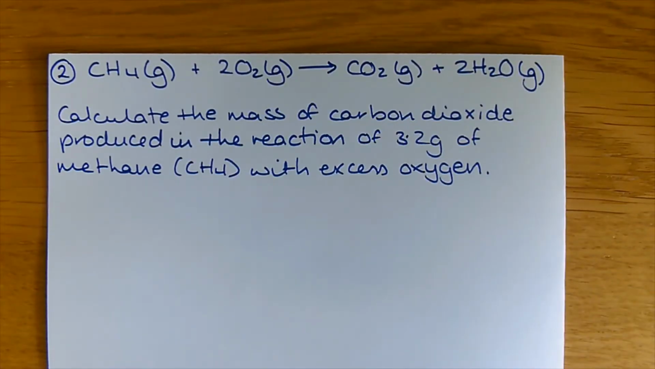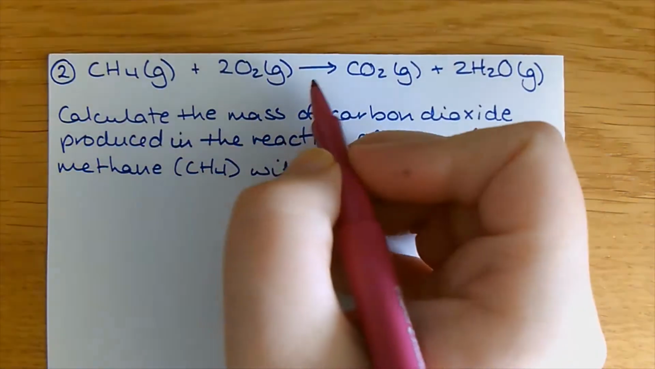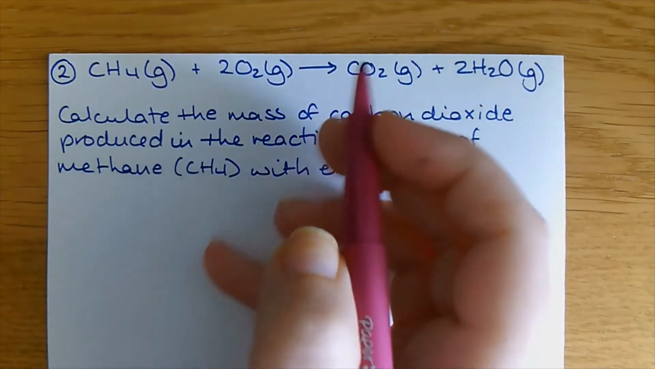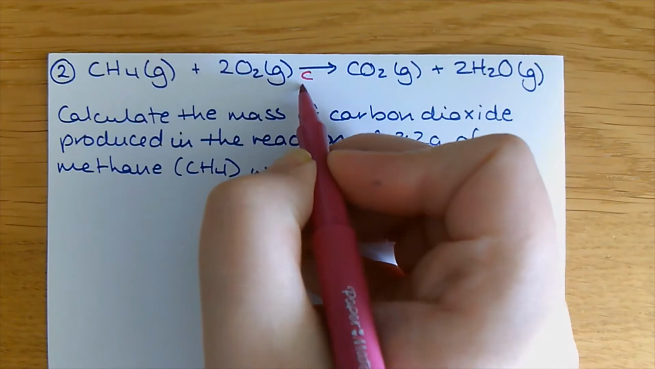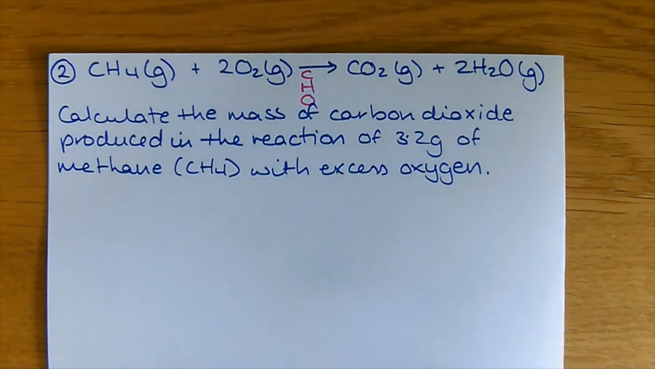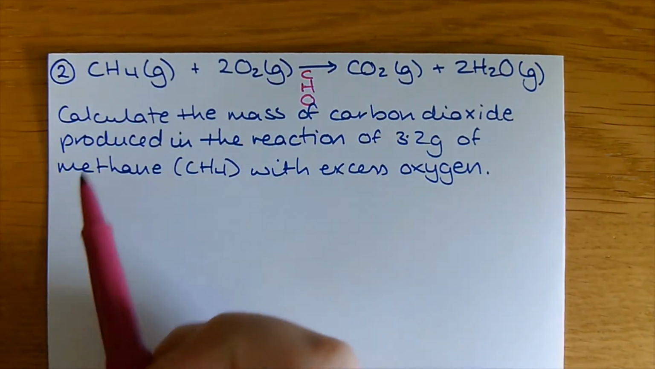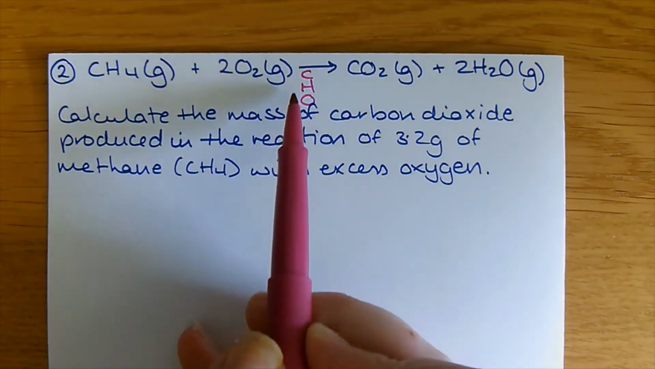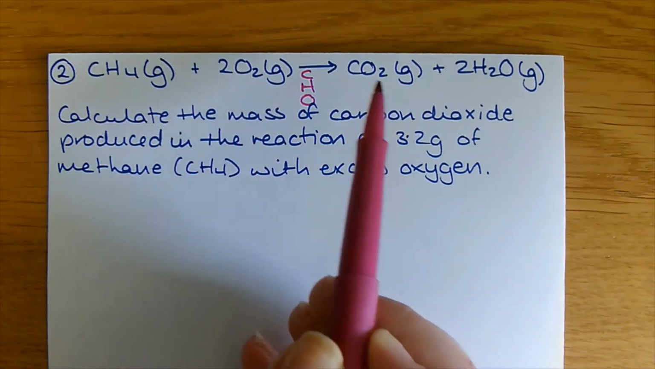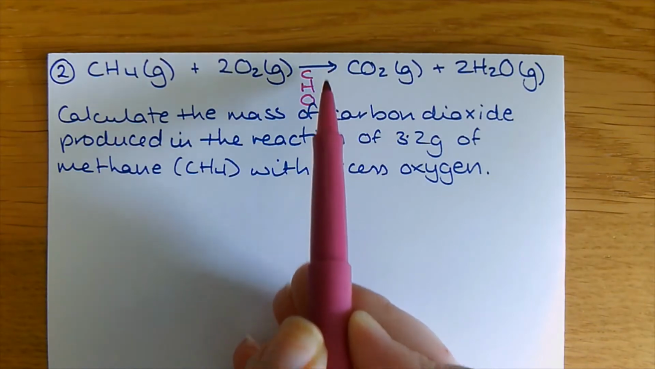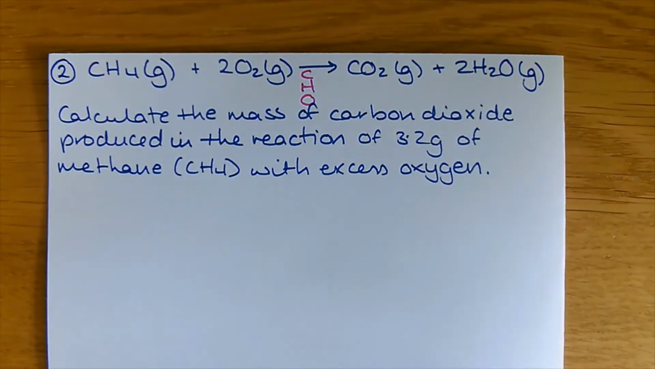For question 2, it asked us to calculate the mass of carbon dioxide produced in the reaction of 3.2 grams of methane with excess oxygen. So the first thing you have to do again is check that that equation is balanced. The way you can do this is underneath the arrow here, you can write down the elements that are present. So we've got C, H, O there, we've got carbon, hydrogen and oxygen. And on this side of our C, H, O, we'll write down what we have on our reaction side, and on the product side, we'll write down here how many we have on our products.